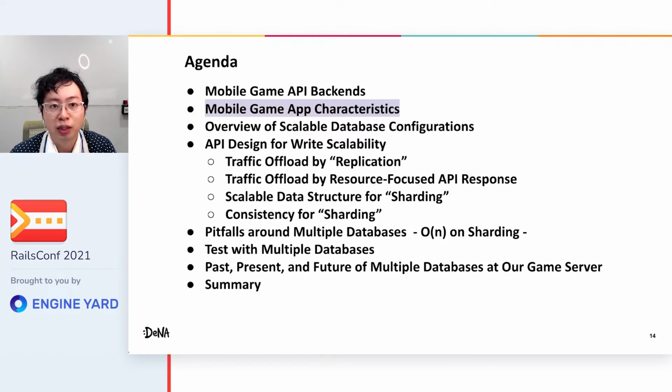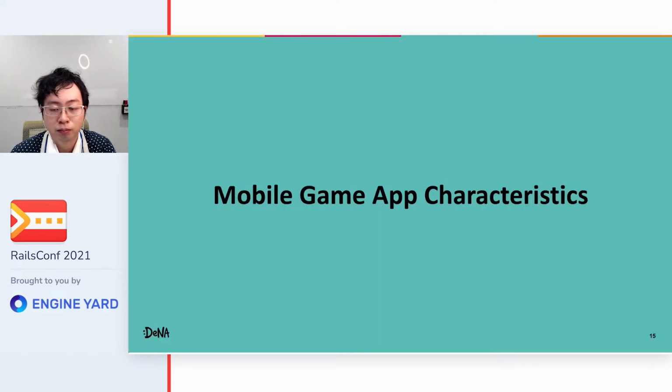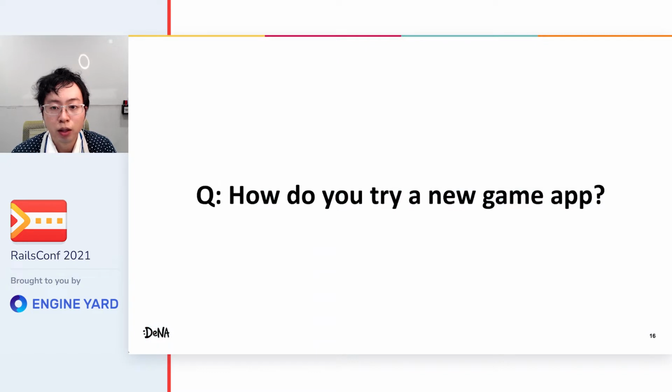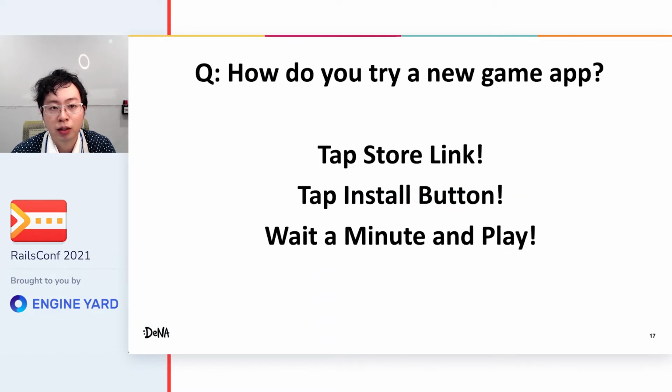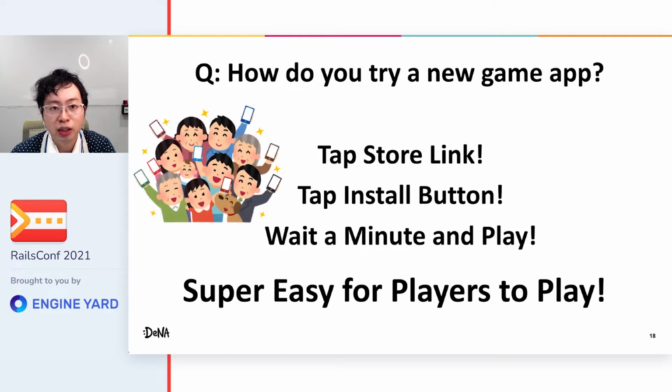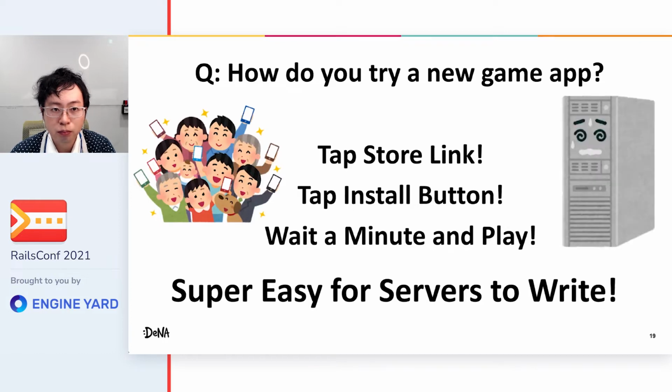Now we will look at mobile game app characteristics. How do you try a new game app? Tap the store link, tap the install button, wait a minute and play. It is super easy for players to play. However, it is super easy for servers to write.